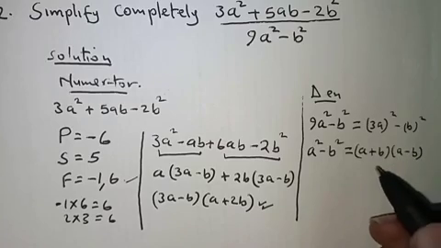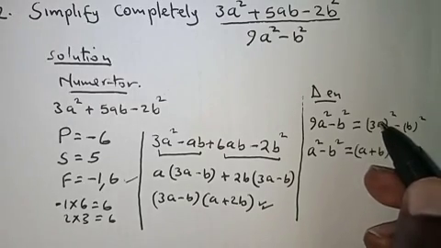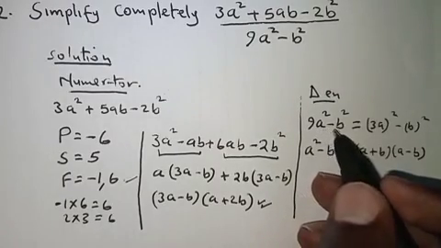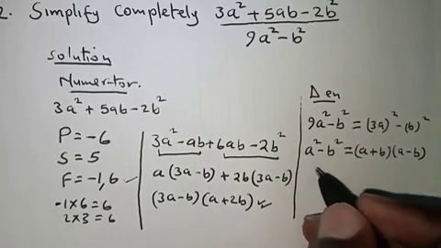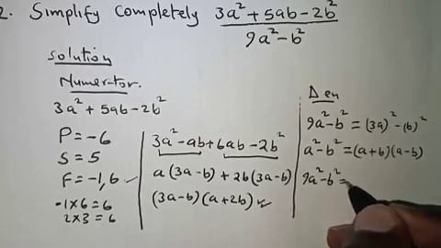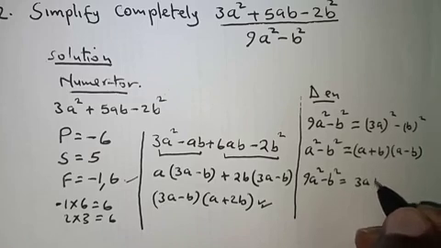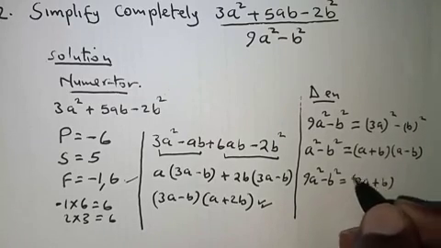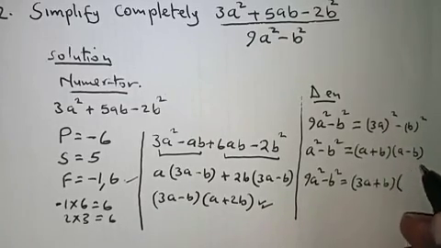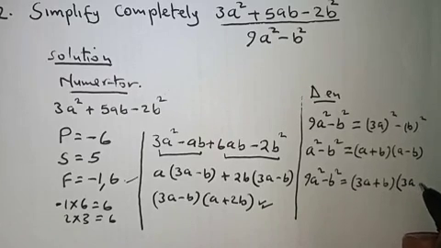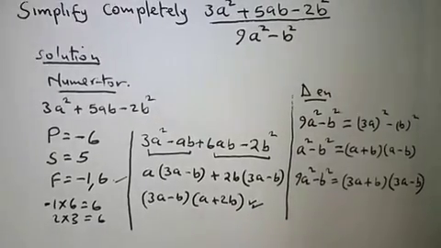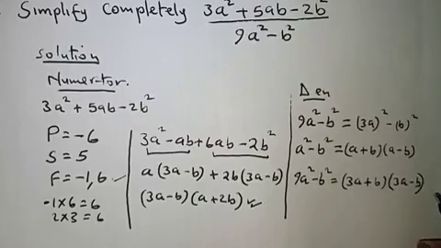So we are going to apply this identity right here in this expression, so that 9a squared minus b squared becomes 3a plus b times 3a minus b. This gives us the denominator already factorized.